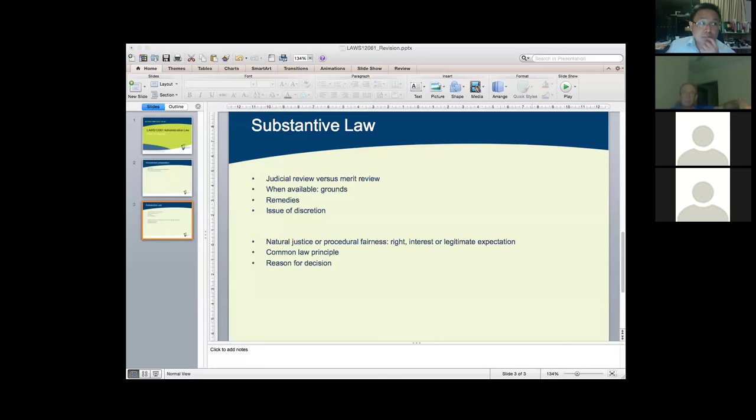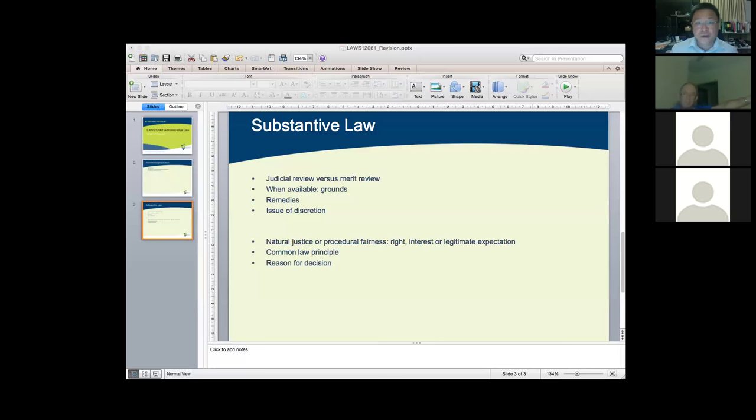Now, the other thing we need to ask is, assuming you have a situation where an administrative decision maker makes a decision which is contrary to your right, interest, or legitimate expectation, is there a legal requirement that he must provide reasons for his decision? Or would it be sufficient that he decides, we cannot give you this, or you're terminated from this position? So is there a requirement that he should provide reasons for the decision?